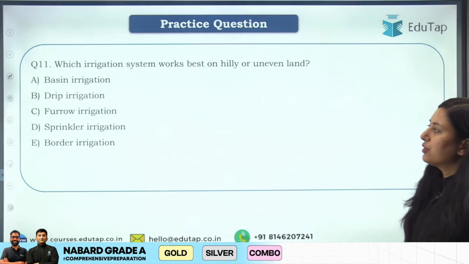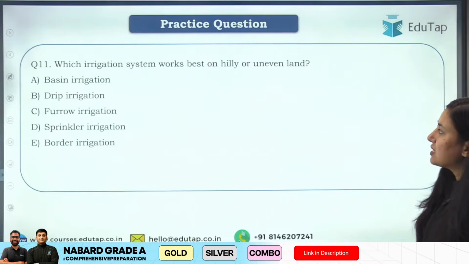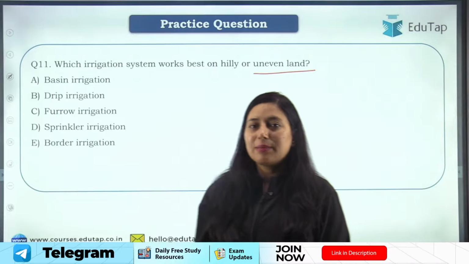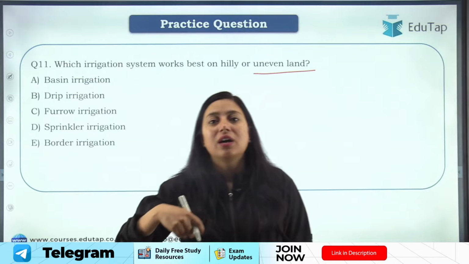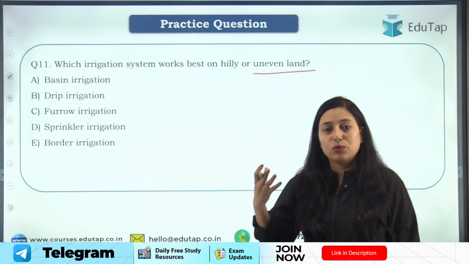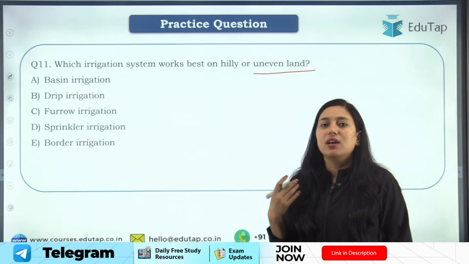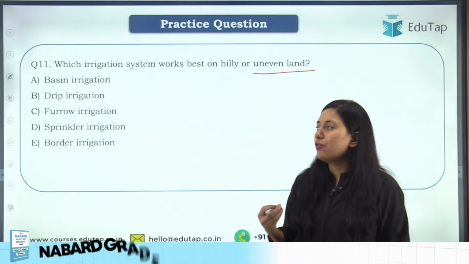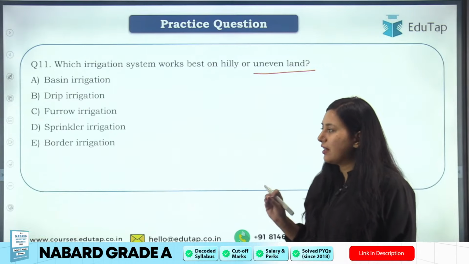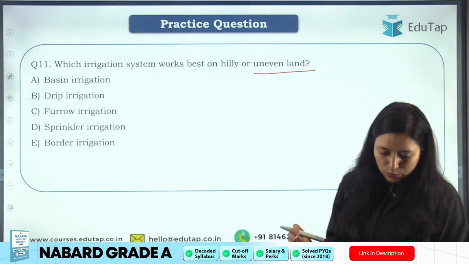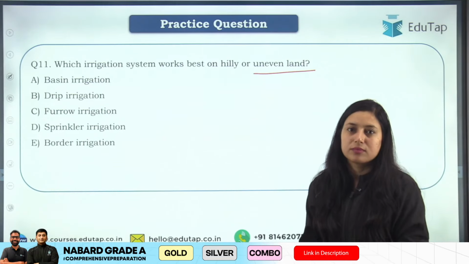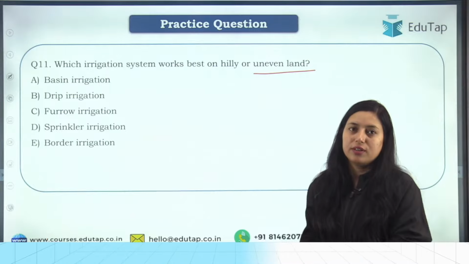Okay, next question, which irrigation system works best on hilly or uneven land? ठीक है, कौन सा irrigation system undulated topography or hilly area or where terrain is not uniform, उस region के लिए कौन सा irrigation system will work best? Your options are basin irrigation, drip irrigation, furrow irrigation, sprinkler irrigation, or border irrigation. Quickly give me the answers. Okay, very good.